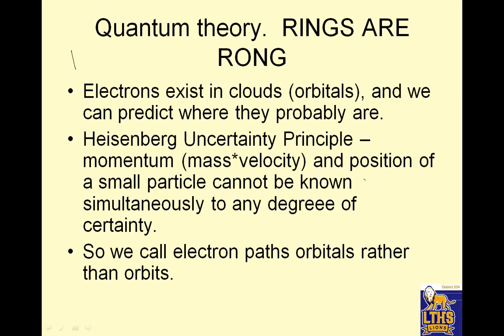This is the modern theory. It's called the quantum mechanical theory. Rings are wrong. Electrons exist in clouds, which we call orbitals, and we can predict where they probably are. So remember I kept saying electrons are in probability clouds? That's it. Then there's the Heisenberg uncertainty principle, which means momentum and position of a small particle cannot be known simultaneously to any degree of certainty.